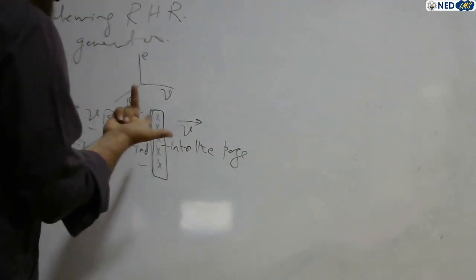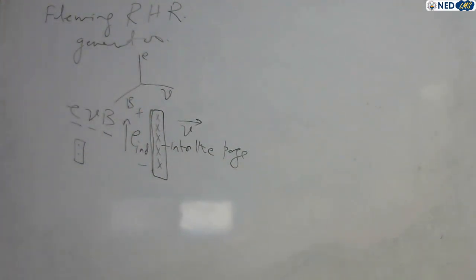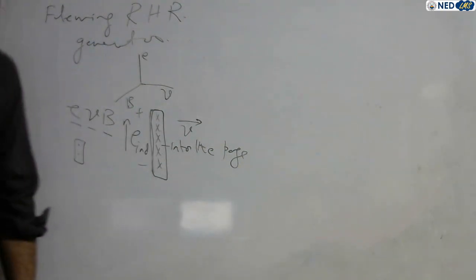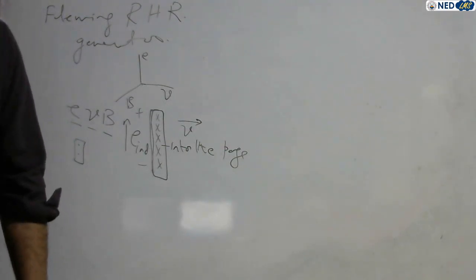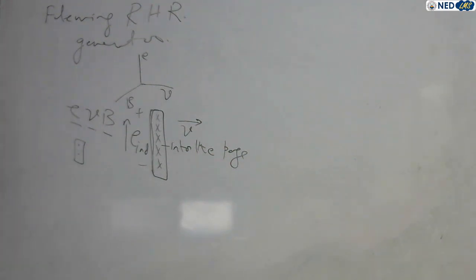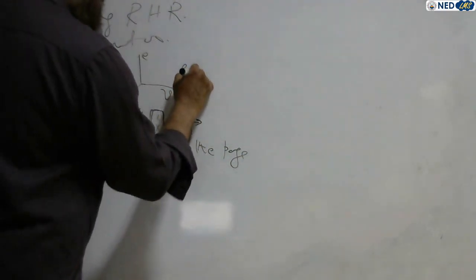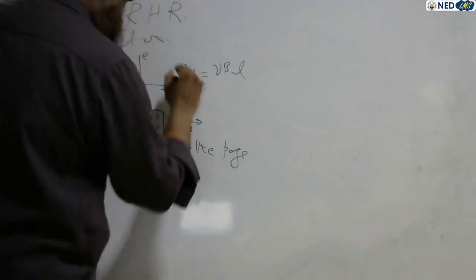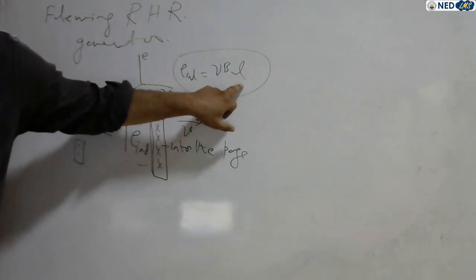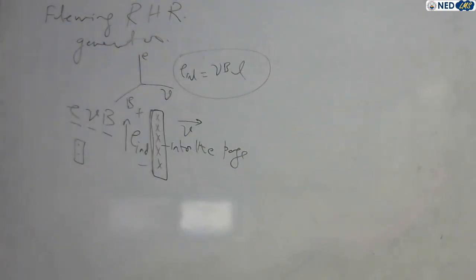Now we change the velocity of this conductor. See what happens. You have two choices: either you change the velocity of the conductor, or you change the magnetic field polarity. If you change either one, you will get the voltage induced in the opposite direction. But change only one parameter, because induced voltage is equal to VBL: velocity of the conductor, magnetic field, length of the conductor.